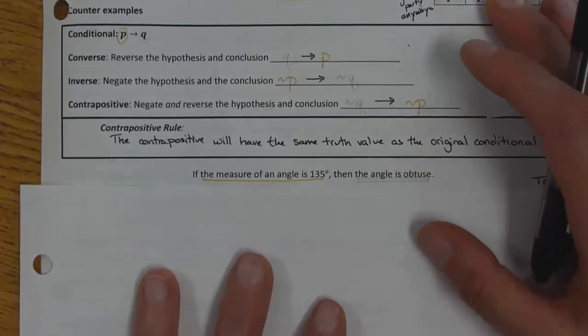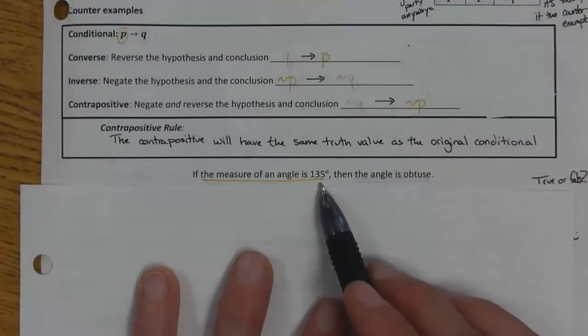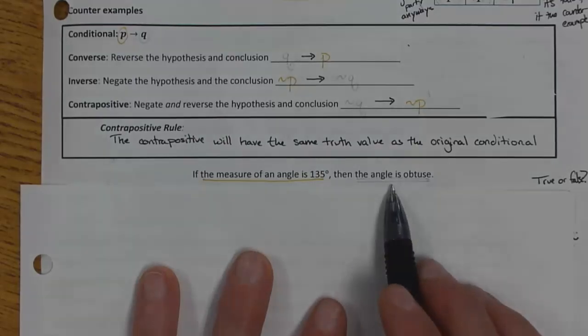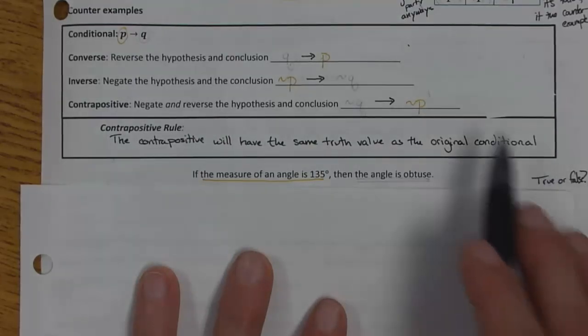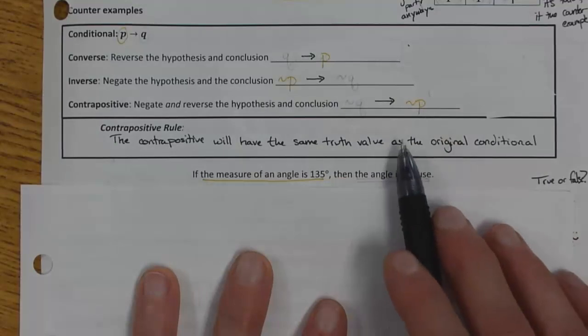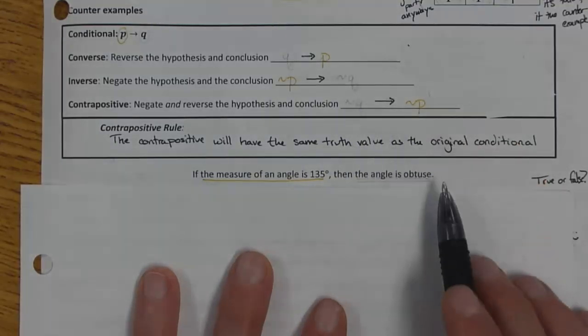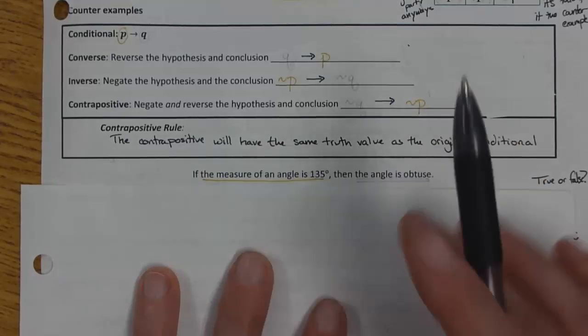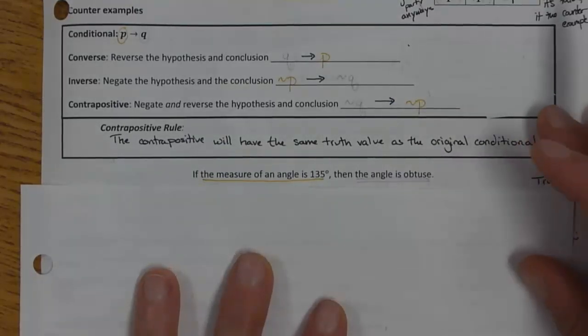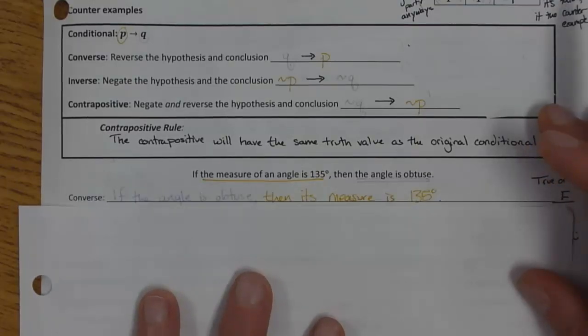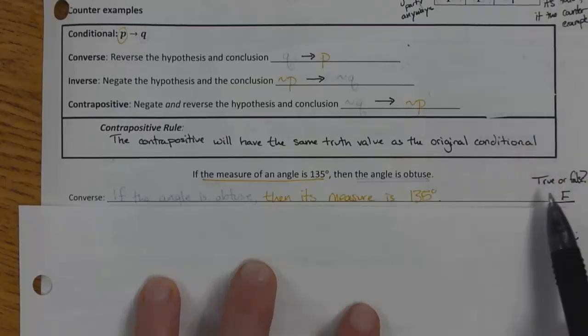This is the example that we're starting with. If the measure of an angle is 135, then the angle is obtuse. For each time that we change it, we're just going to check truth, because I might have told you something about contrapositive, but what about these two? Is there anything we can assume about these two? Well, let's start with the converse. The converse, remember, just flips the two parts of our conditional. So this will now read, if the angle is obtuse, then its measure is 135 degrees, which is just false.